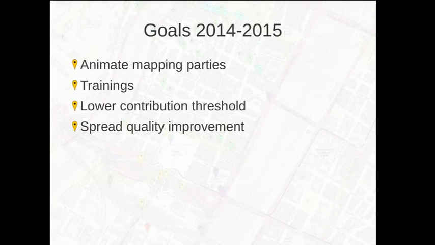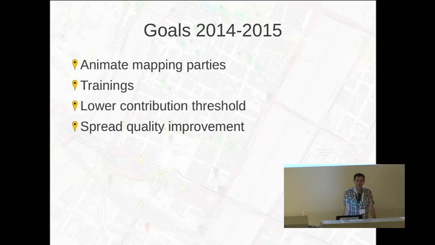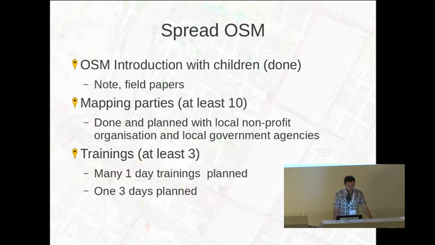For the first part, and second part, we try to lower the contribution threshold by the training, but also to try to find a way by our tools. And finally, to spread quality. What do we do? We try to spread OSM. For now, the big success is the introduction to OSM with children.